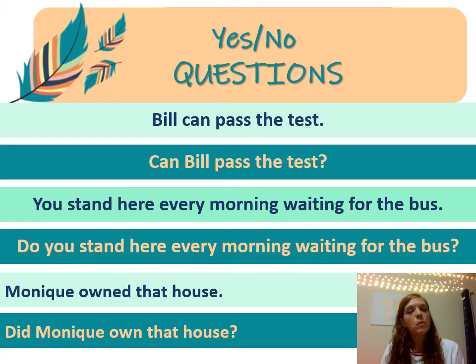Look at the next one. Do you stand here every morning waiting for the bus? You do stand here every morning waiting for the bus. Invert it again. Subject, verb. Does that make sense? Good, then you wrote your question correctly. Look at the last one. Did Monique own that house? Subject, verb. Switch it around again. Monique did own that house. Does that work? Of course it does. So you wrote your question correctly.